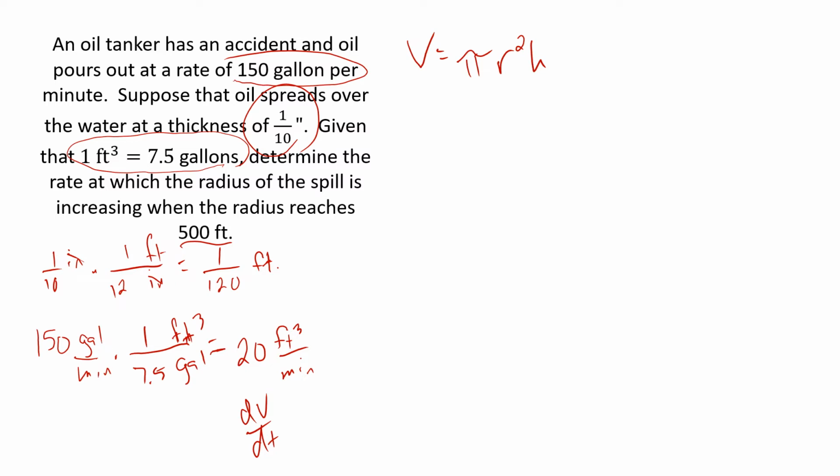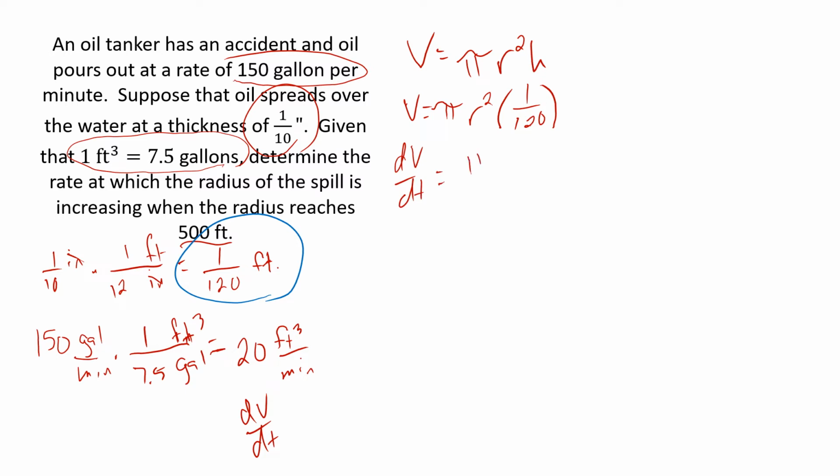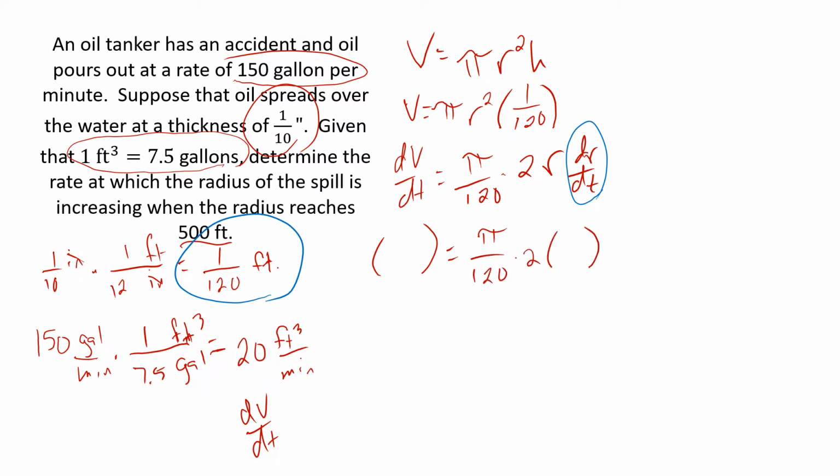Well, now that we have the conversion, remember this is a constant. We can plug it in. So the volume is going to equal pi r squared times 1 over 120. Now we can take the derivative with respect to t. dV over dt is going to be pi over 120 times 2r dr over dt. And now we want to see, what are we looking for? We're looking for the rate at which the radius is increasing. So what we're looking for is the dr over dt, which means we should be able to plug everything else in. So we'll have something equals pi over 120 times 2 times something times dr over dt.